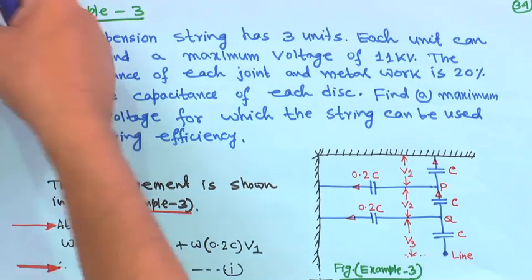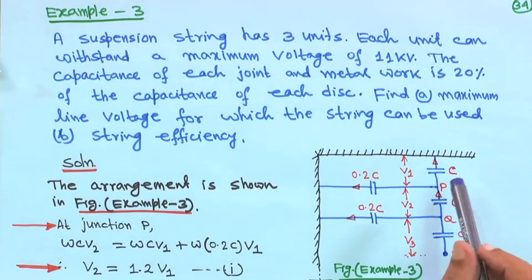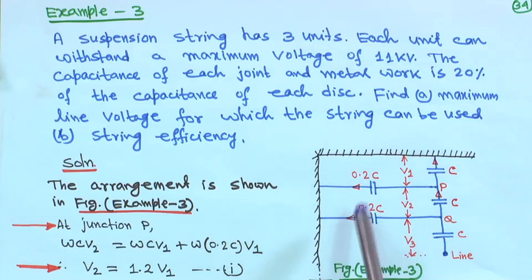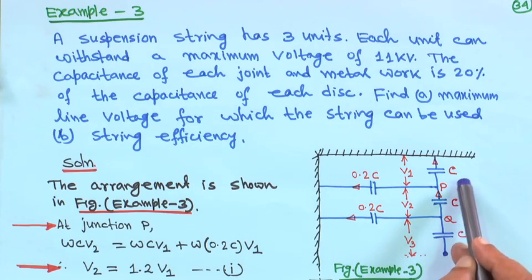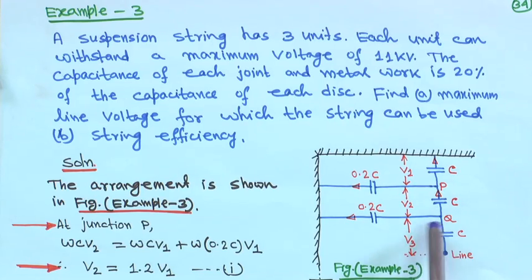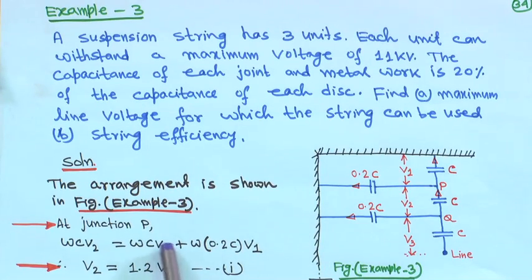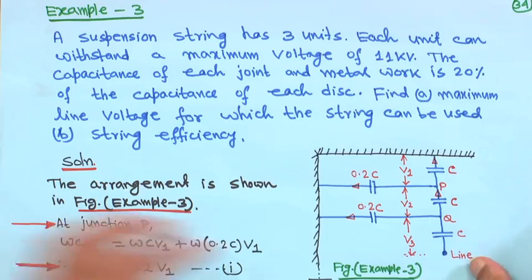Now, the diagram is shown for example 3. Similarly, you apply at junction P that omega C V2 is equal to omega C V1 plus omega into 0.2 C V1, same as before. So, you will get V2 is equal to 1.2 V1. So, this is equation 1.